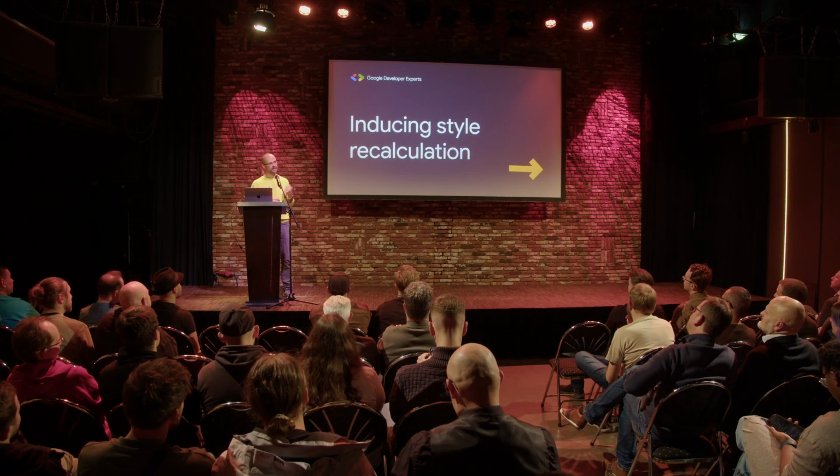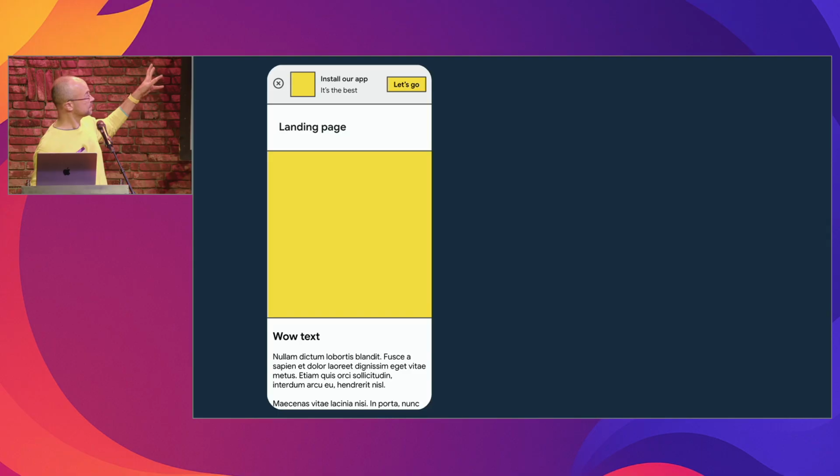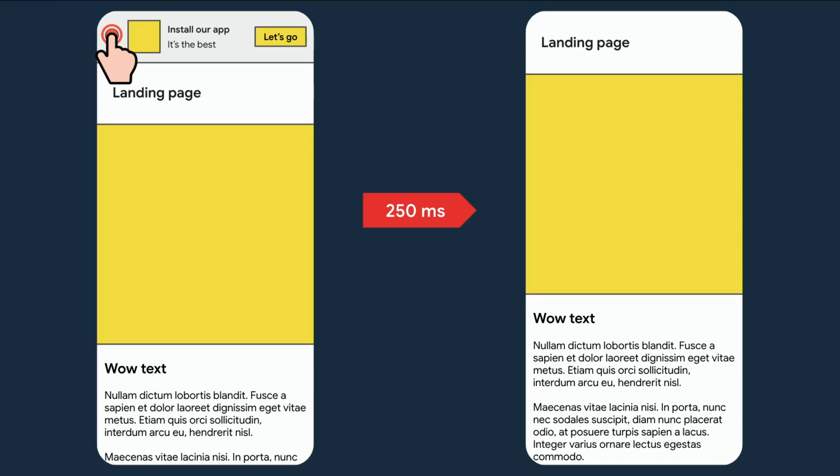Second mistake I keep finding, inducing style recalculation. So this is another representation of a website. It's a landing page, and it has "install our app". It's the best. Let's go on the top. But if I don't want to install the app, I just click the X button, right? And it takes 250 milliseconds, which is much more than I was expecting, to just slide the website.